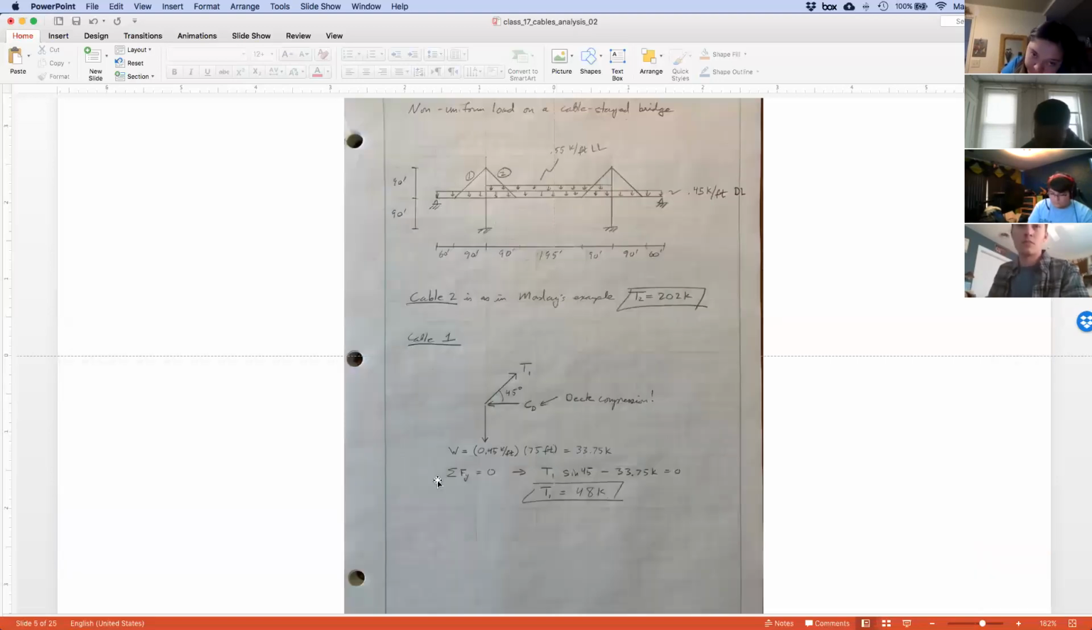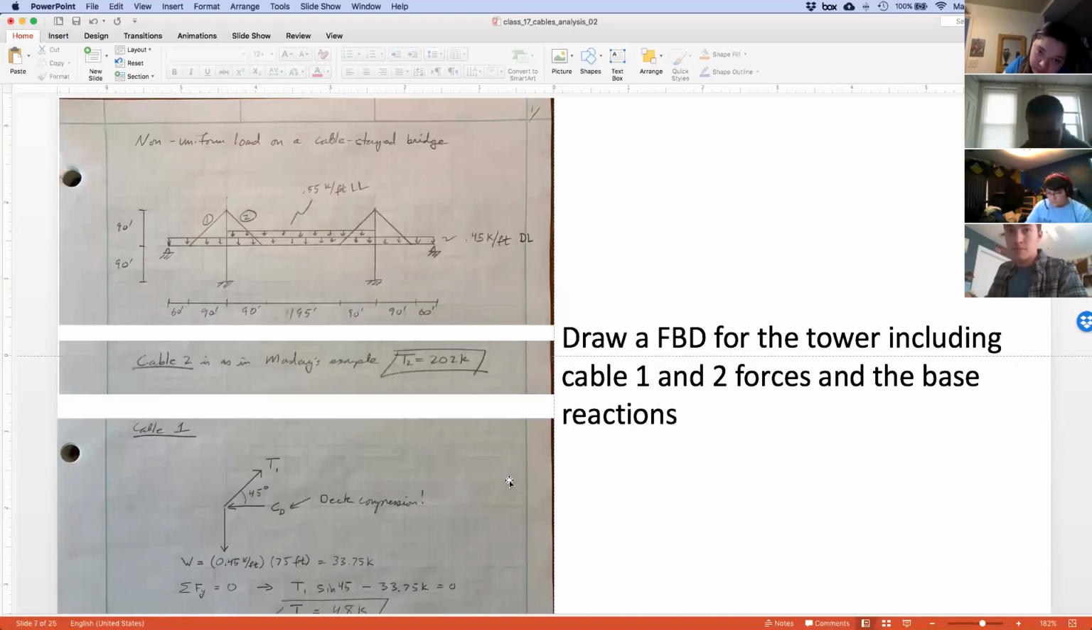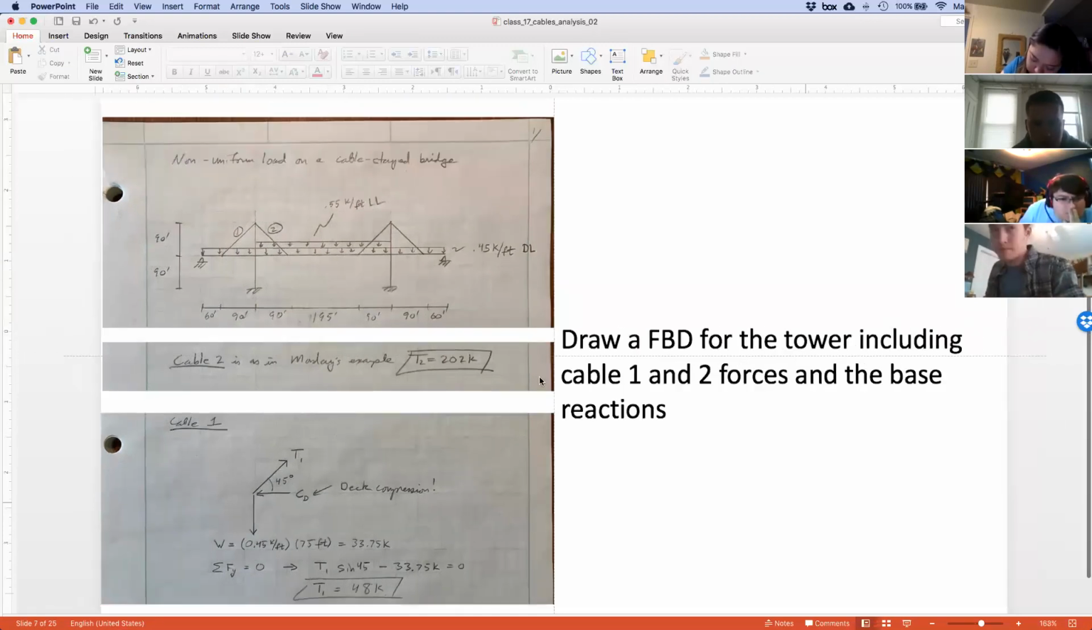tensions T1 and T2. In my slides, I've broken up the notes, but then at the end of each little section, I've put the full page of notes there so that you'll have access to it all in one screen. Okay, so now I'd like you to do a little bit more work. We have T1 and T2, 202 kips at T2 and 48 kips at T1. There we go.